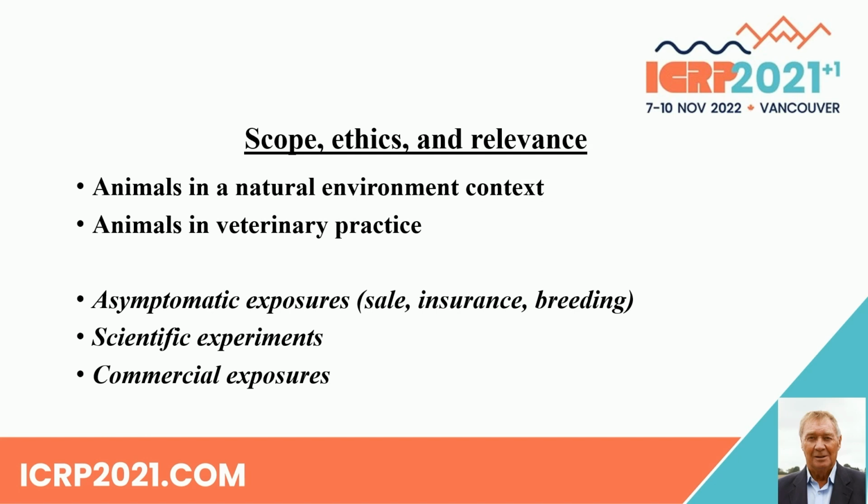So what about the framework's overall scope? And what about the ethical principles underlying it? At the moment, it considers animals in the context of the natural environment, and more recently in the context of veterinary practice. But animals are also frequently subject to screening programs relating to their sale, their insurance, or their breeding potential. And large numbers of animals are still used in experiments under laboratory conditions. They're also exposed to radiation for what one may describe as purely commercial reasons.